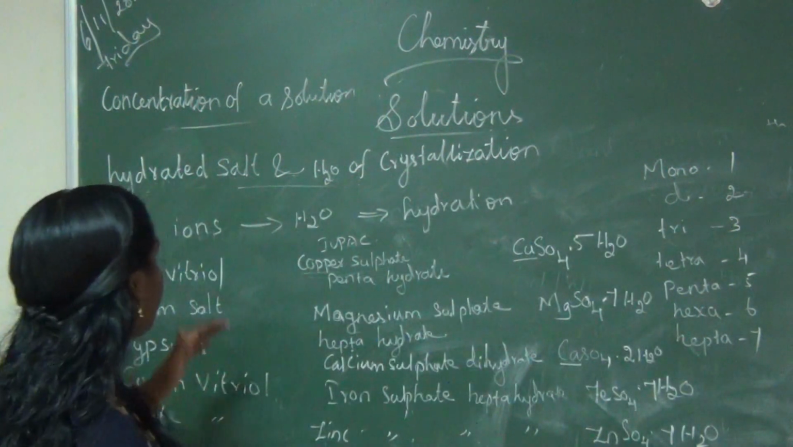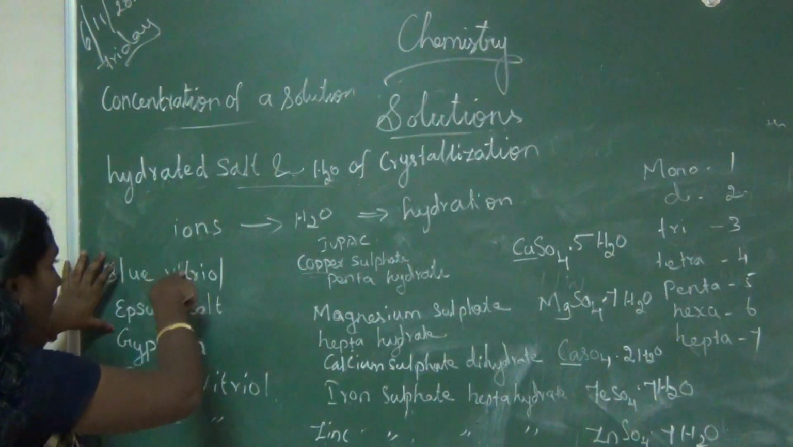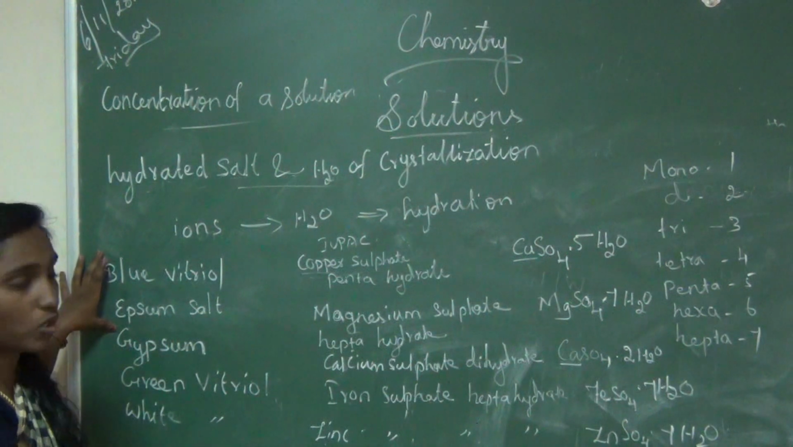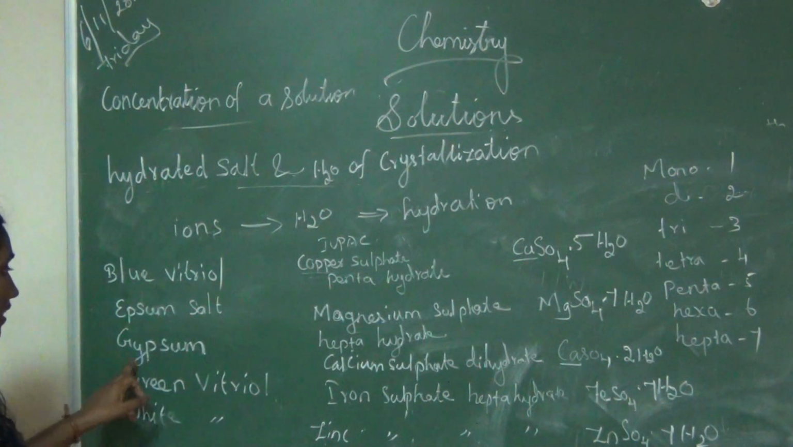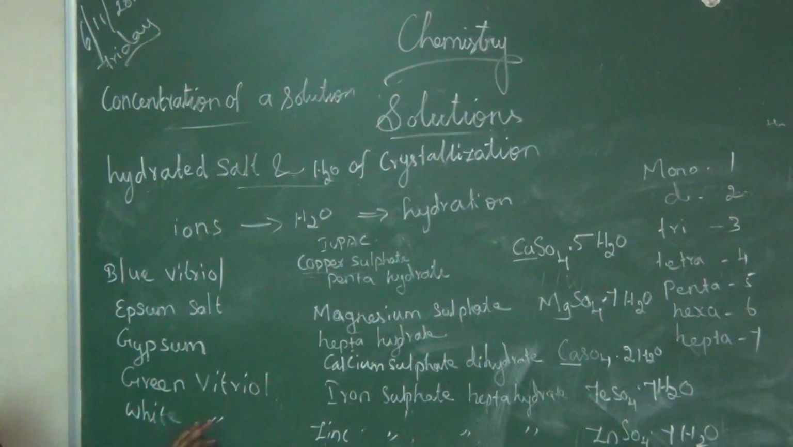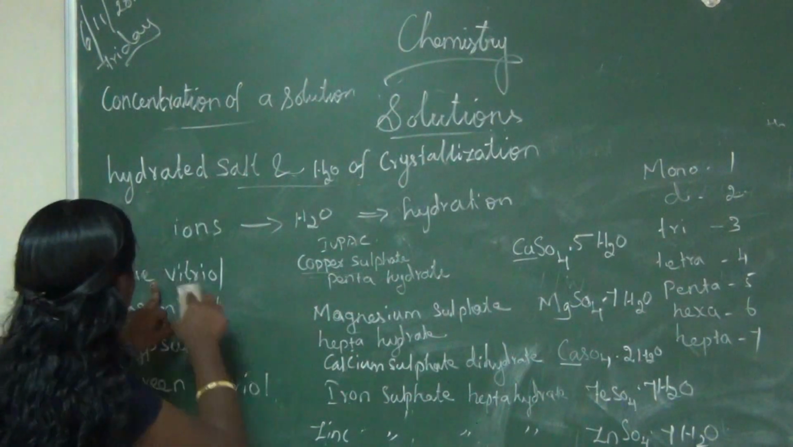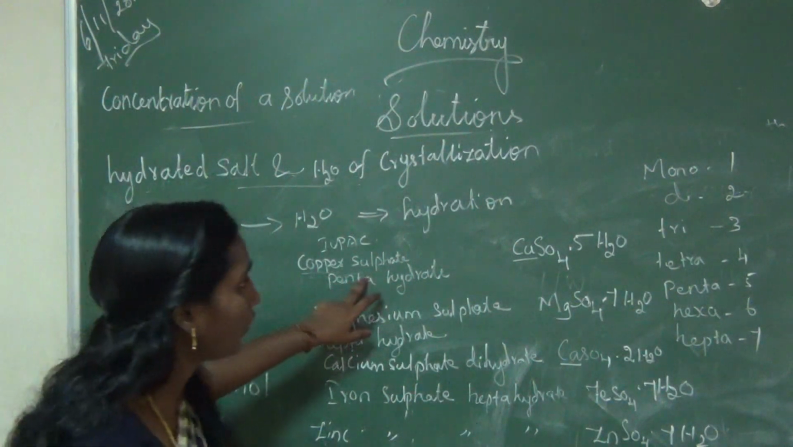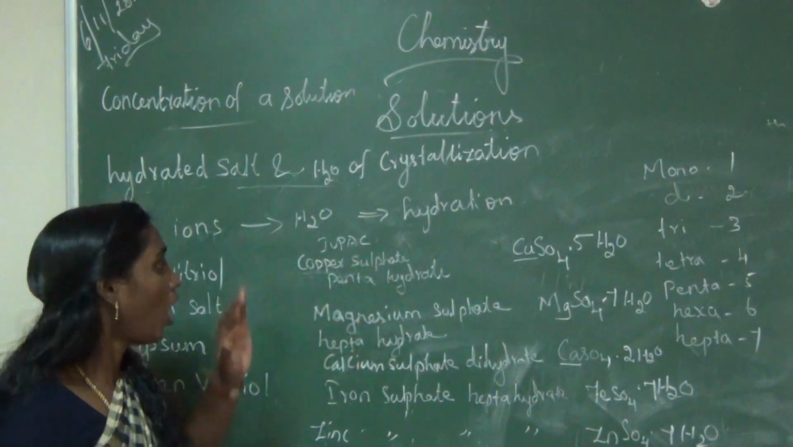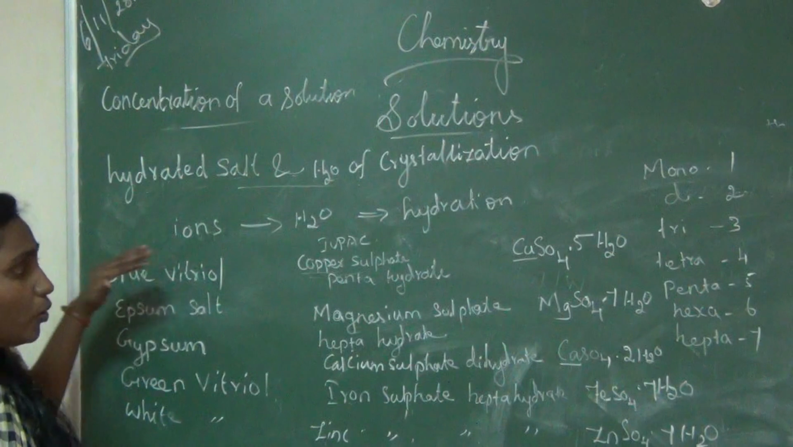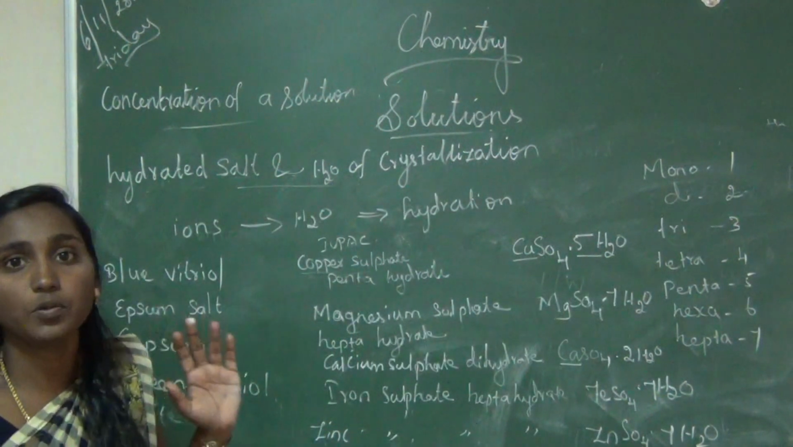Have you understood the molecular formulas and IUPAC names? So first you should study these crystallization salts. What are the crystallization salts? Blue vitriol, Epsom salt, gypsum, green vitriol, white vitriol. Then next we are going to learn about blue vitriol. How many water molecules are present in blue vitriol? 5.